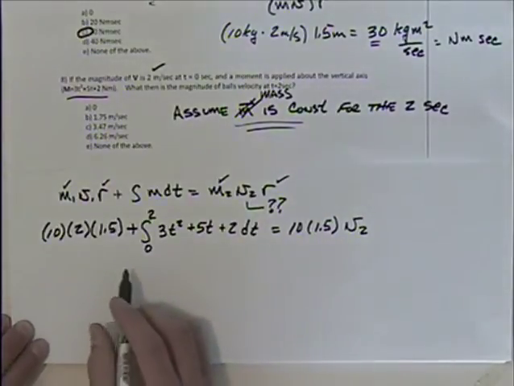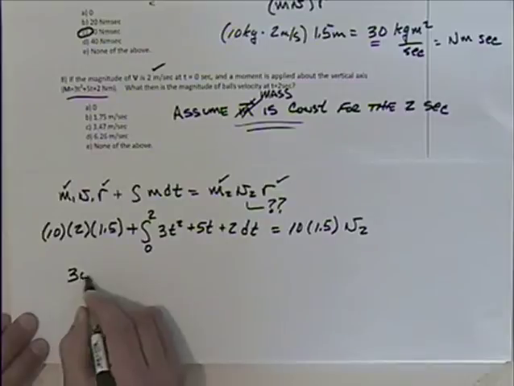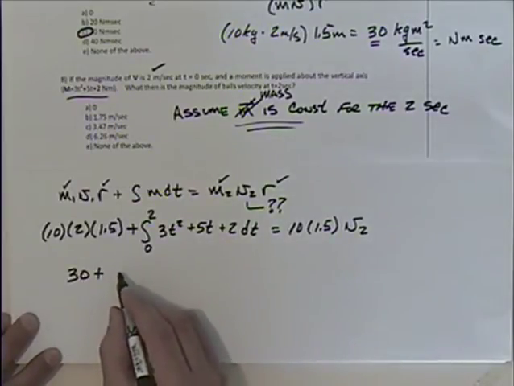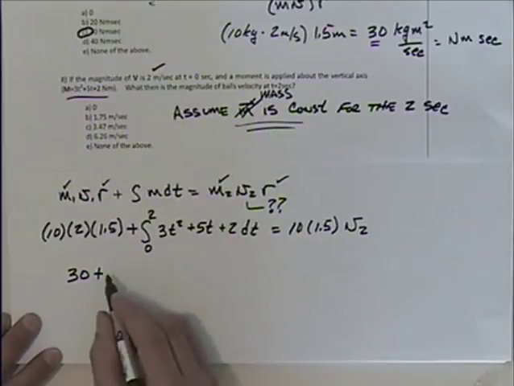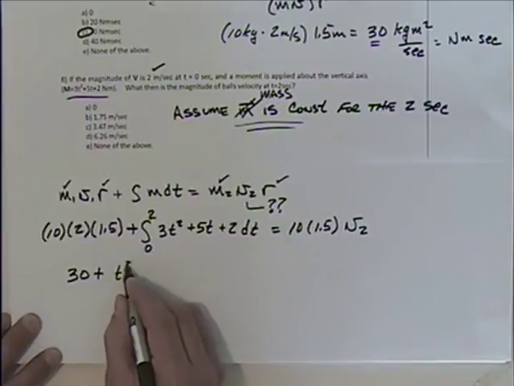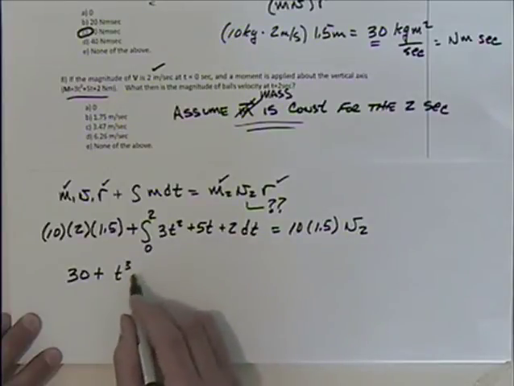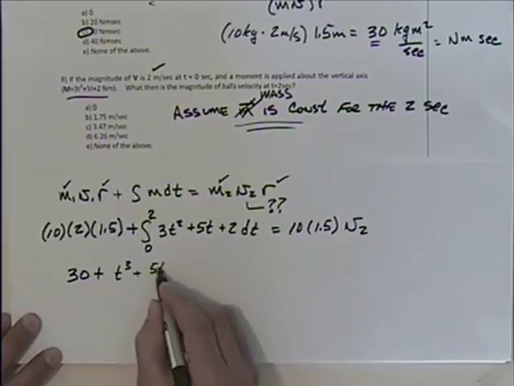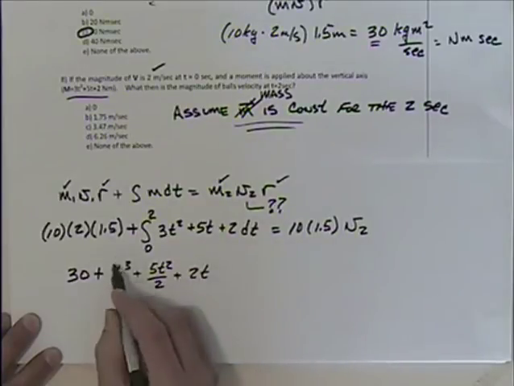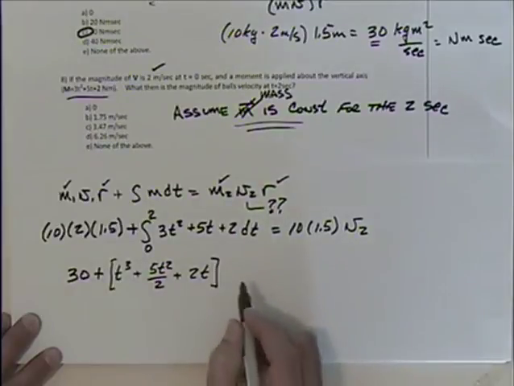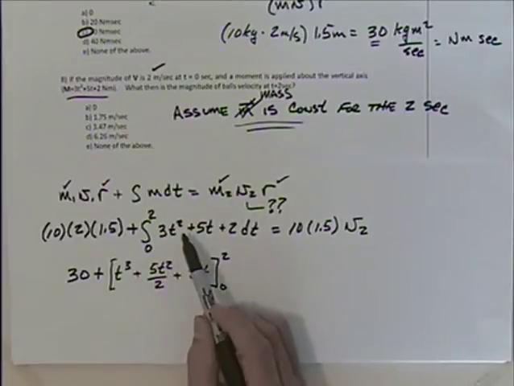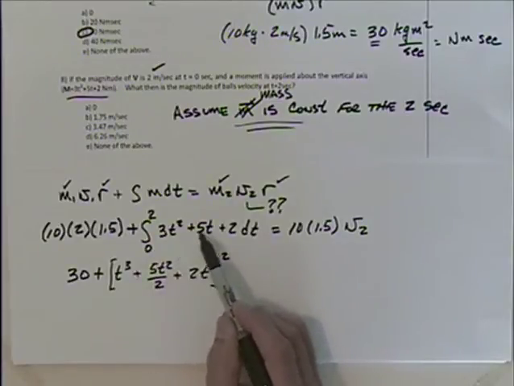So if I go through this, I can say that this is 30, just like in the previous problem, plus we're going to have what? t cubed over 3, so 3t cubed over 3 would be t cubed, plus 5t squared over 2, plus 2t. I wanted to differentiate there for a second, but I need to integrate. So 0 to 2. Did I do that integration right? Let me double check that. I think we're good there.